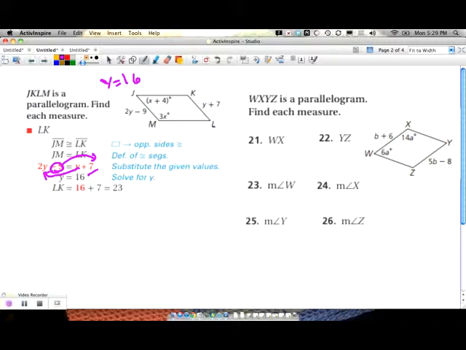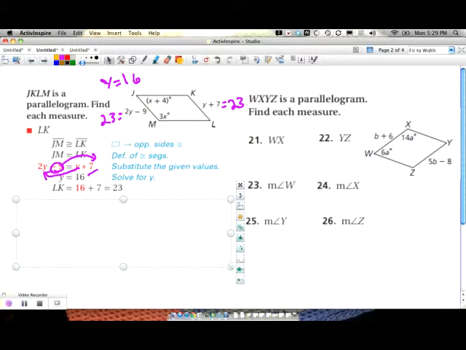But it doesn't tell me what JM or KL are. I need to actually put that back in. So no matter which one I put it into, it should get 23. This equals 23 for KL or LK. And so does this one. It's also going to be 23. Why? Because both opposite sides are congruent to the other opposite side.